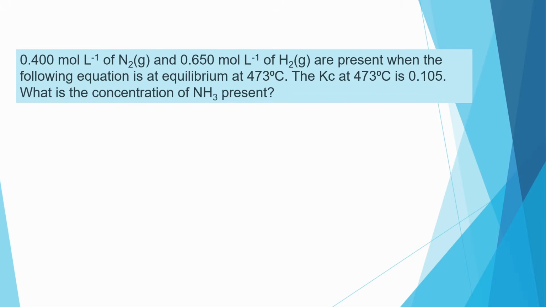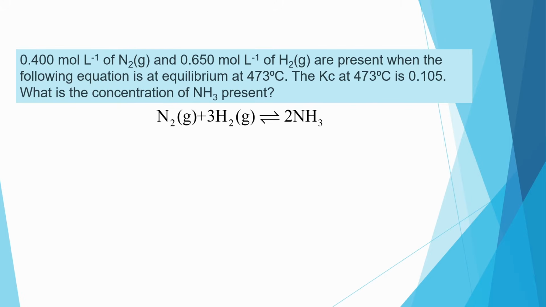Okay, so let's calculate the concentration of this situation. I have 0.4 moles per litre of nitrogen and 0.65 moles per litre of hydrogen. They're present in this equation here. Again, they've told us there's a Kc, it's 105, at the same temperature we had before, which is 473. That's the temperature it's stated for. But in this case, they want us to find the concentration of ammonia.